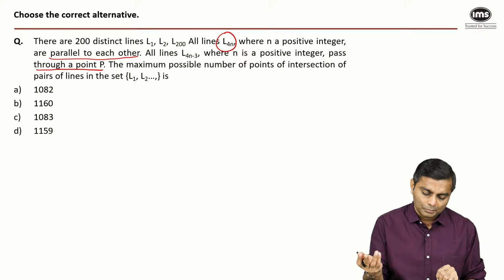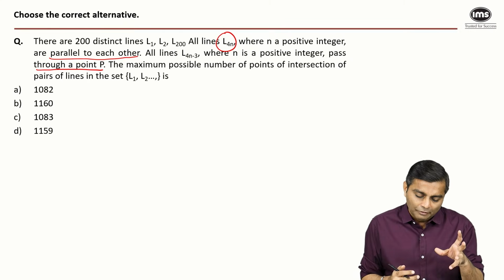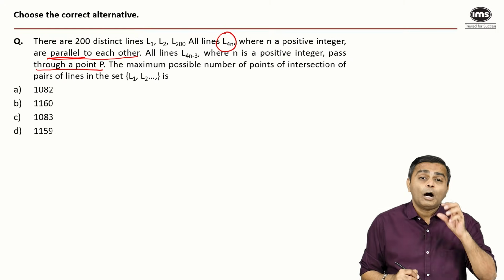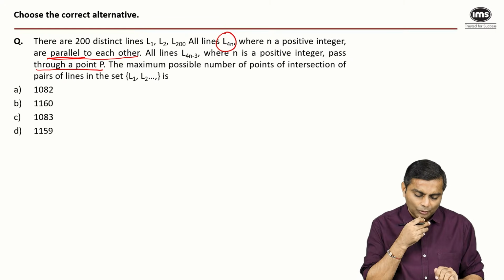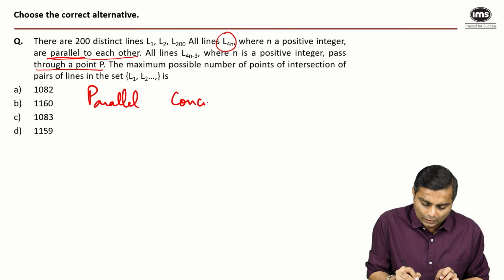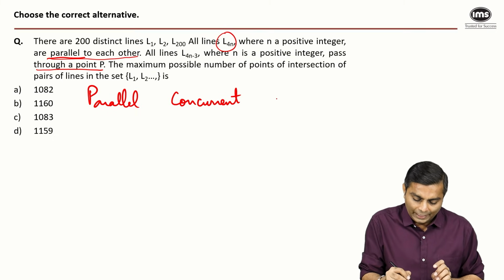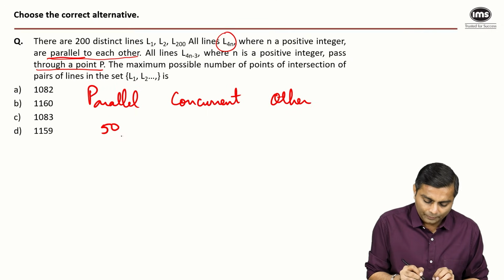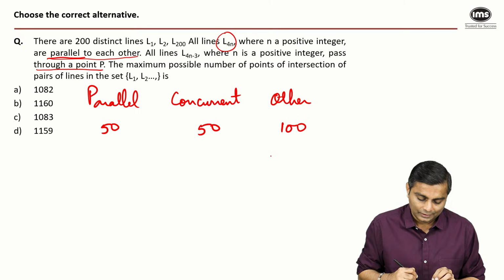Other lines we have not been told anything about. How many lines will we have which are parallel? Out of 200, every fourth line is parallel, so 50 parallel lines. So if I divide this whole thing, there are three kinds of lines: parallel lines, concurrent lines, and other lines, about which I don't know any data, so I'm just going to write other for now. We have 50 parallel lines and 50 concurrent lines, which means there will be 100 other lines, correct?